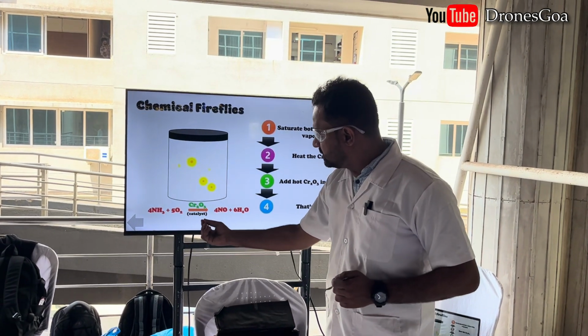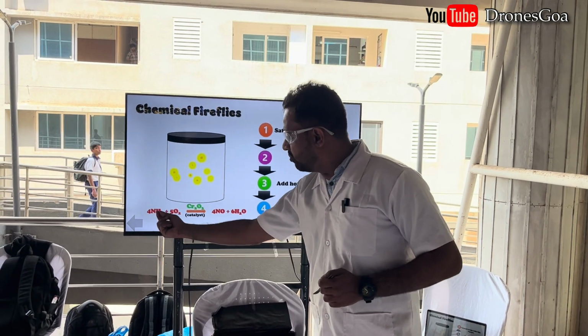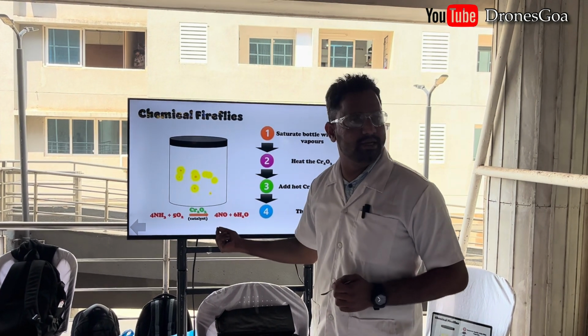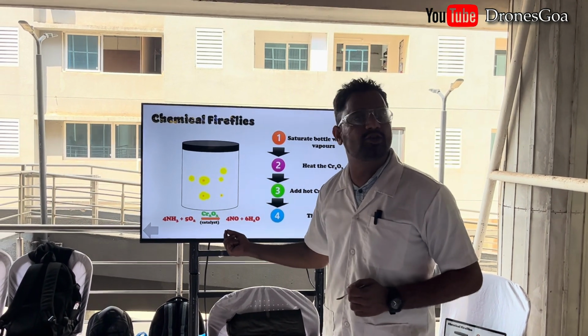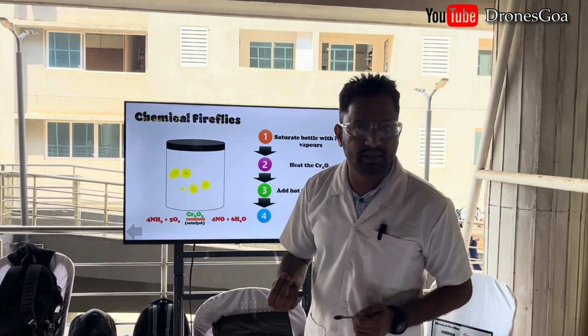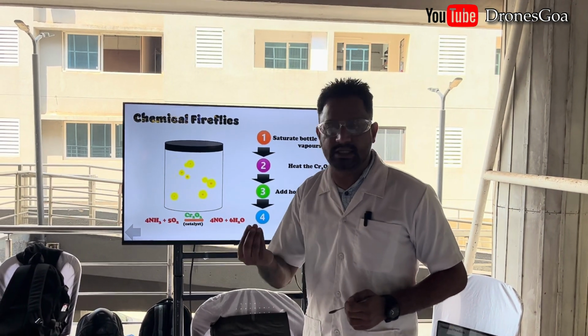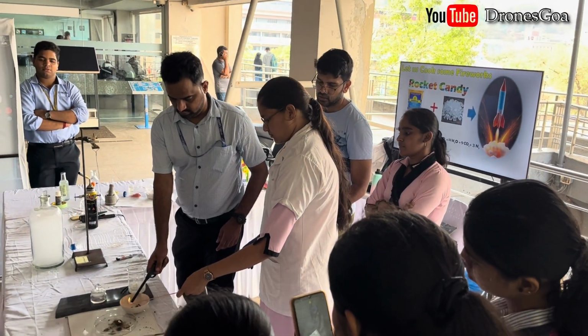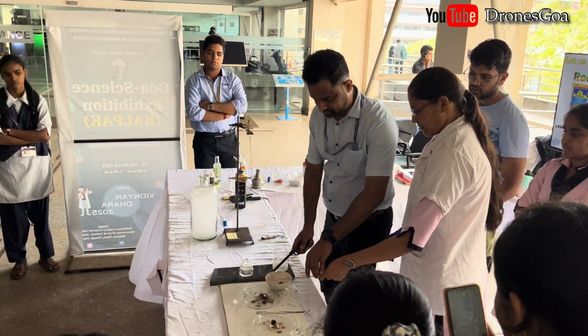What happens is on the surface of the catalyst, my ammonia gets oxidized to give me nitric oxide. Now this reaction is an exothermic reaction. We know that exothermic reactions are the ones which produce heat. Because these reactions produce heat, it gives you that firefly effect. So this is how we can make fireflies in the laboratory. Thank you.